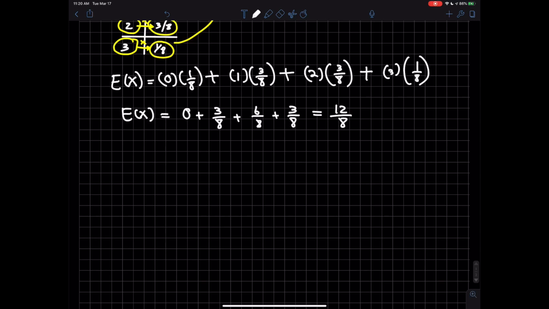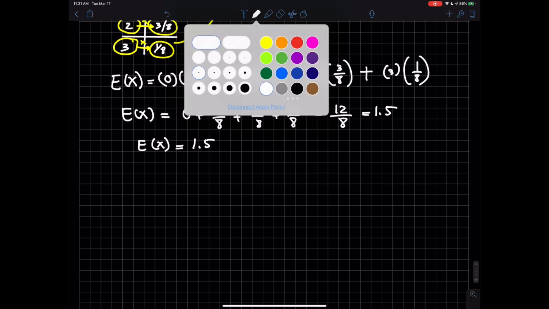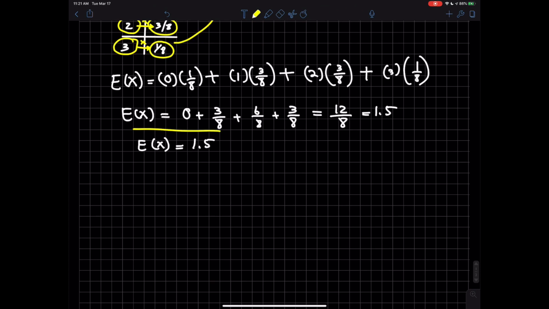Now, recall that we're not necessarily obliged to write fractions here, so every time I get a fraction, I can just convert it to a decimal value, and 12/8, guys, is 1.5. So the expected value, the average number of girls in a family with 3 children, is 1.5. That's basically what it's trying to tell you. So that's how you calculate the expected value. Let me put it in the box.